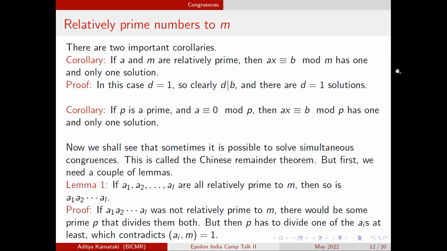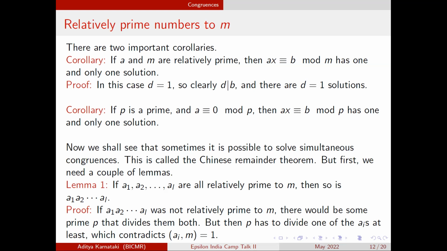Okay. So now let's see the Chinese remainder theorem, which you might have seen already. And so first we need a couple of lemmas. If A1, A2 up to AL are all relatively prime to M, then so is their product. And again, by unique prime factorization, it is simple, like direct. But I'd rather give a proof that does not involve unique prime factorization, just because I like to do this. So the proof is fairly simple.